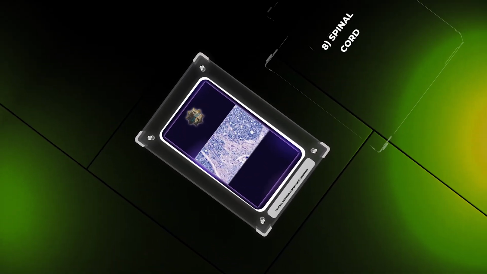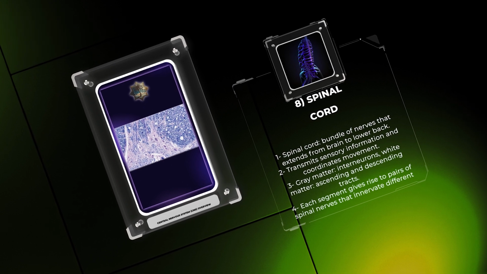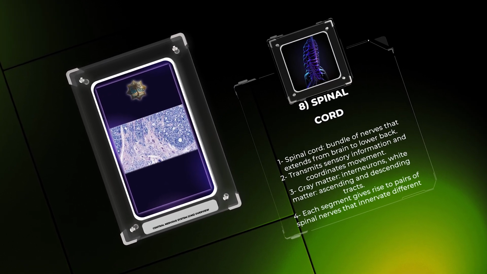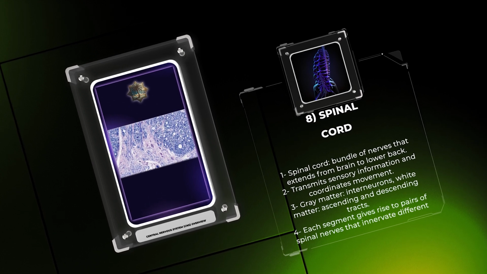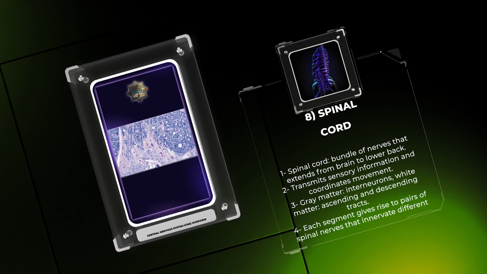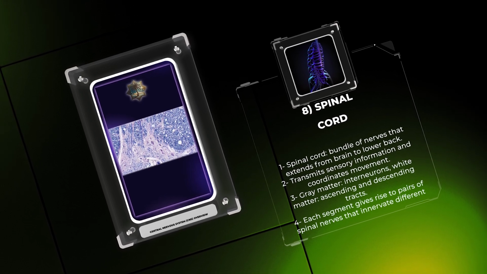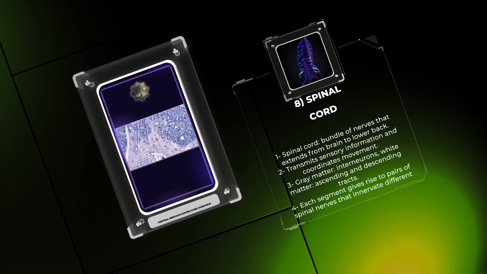The spinal cord is a bundle of nerves that extends from the brain to the lower back. It transmits sensory information and coordinates movement. It is made up of gray matter, which contains interneurons, and white matter, which contains ascending and descending tracts. Each segment of the spinal cord gives rise to pairs of spinal nerves that innervate different parts of the body. Understanding the spinal cord is important for treating spinal cord injuries.